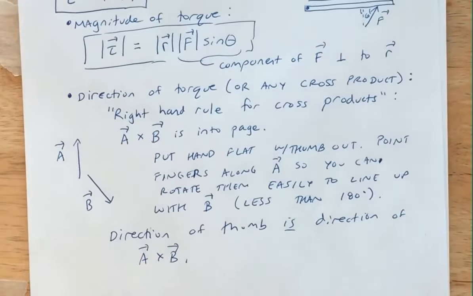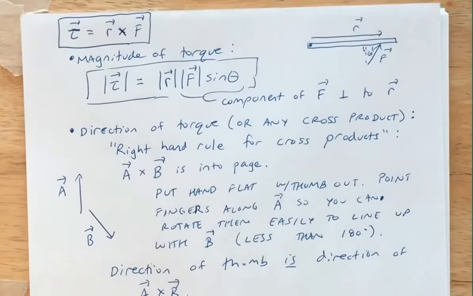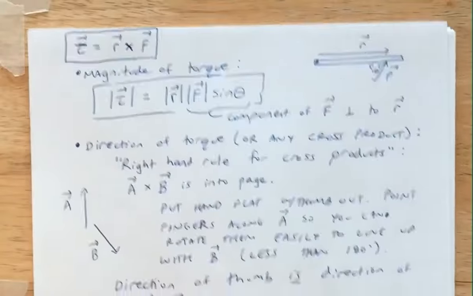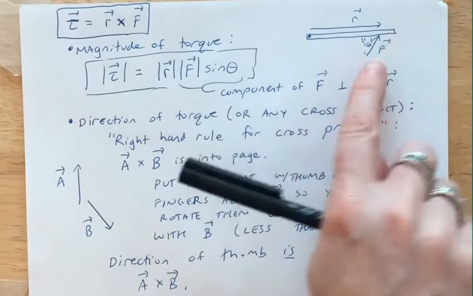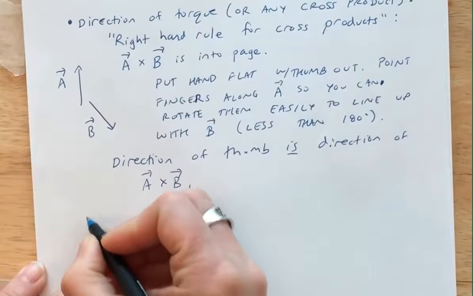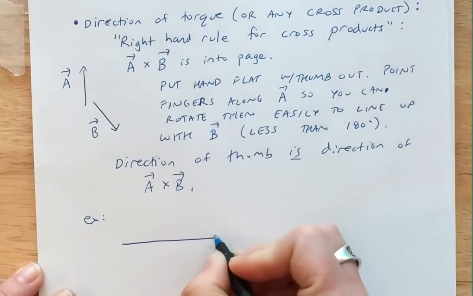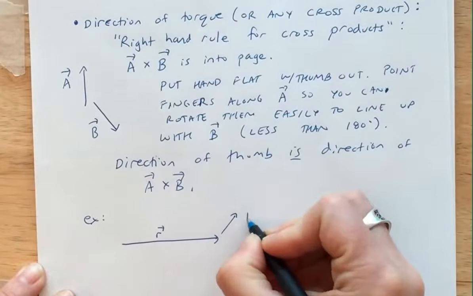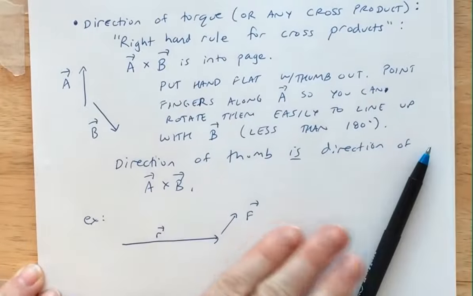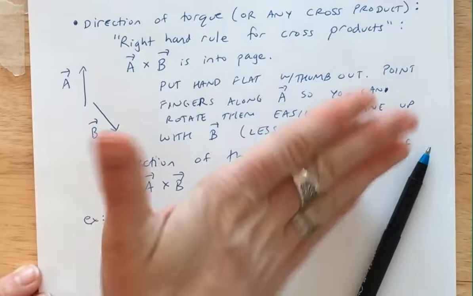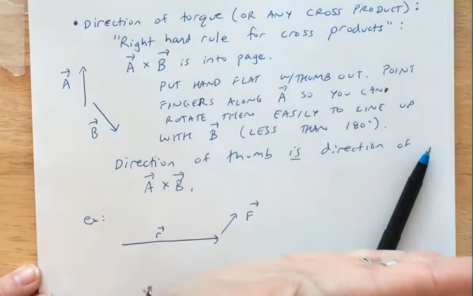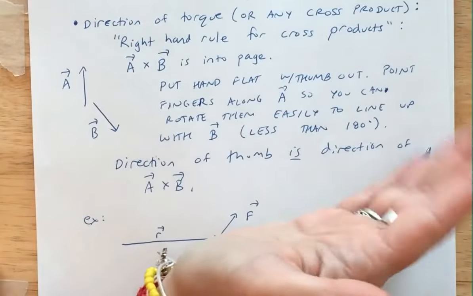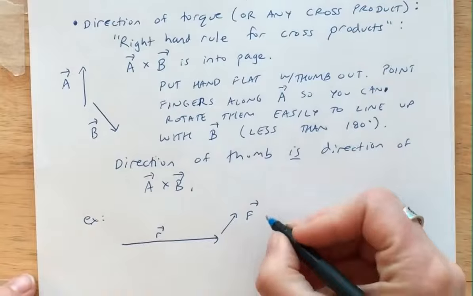In our example before, for the torque up here, if I have R and F, let's draw an example where I have a vector R, and then you can pick vector F up and move it so that it's easier to visualize which way I need to line my hand up in order to make my palm face vector F. So R cross F would be out of the page.